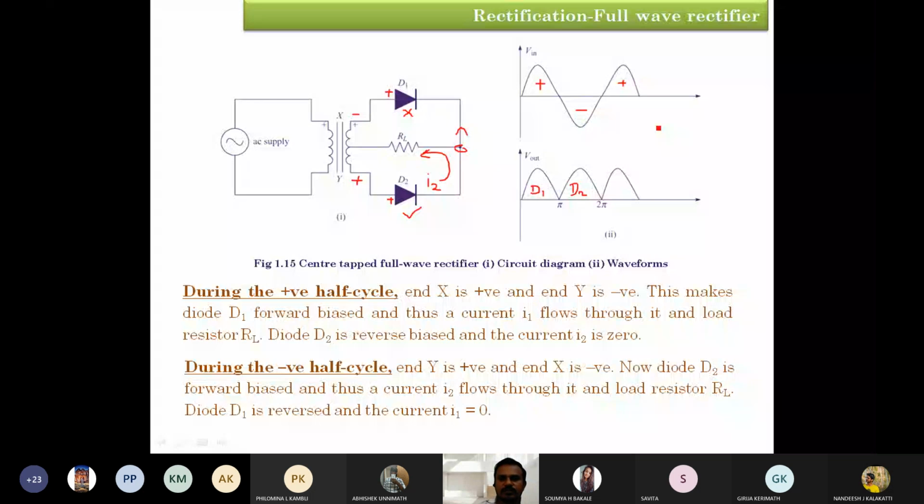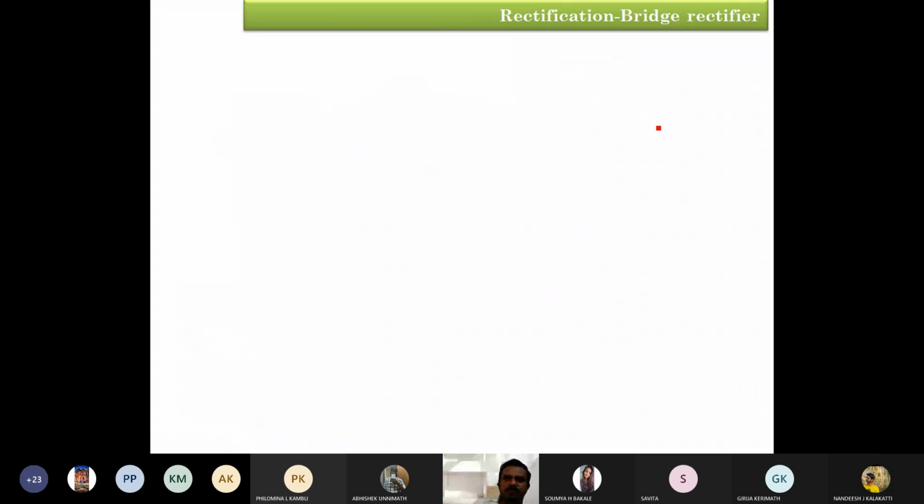Most of the times, they are not going to ask about this center tap full wave rectifier. Maximum times they have asked the next concept, that is the bridge rectifier. Here it is going to be designed using 4 diodes. The center tap rectifier is going to use only 2 diodes. The bridge rectifier is going to use 4 diodes.